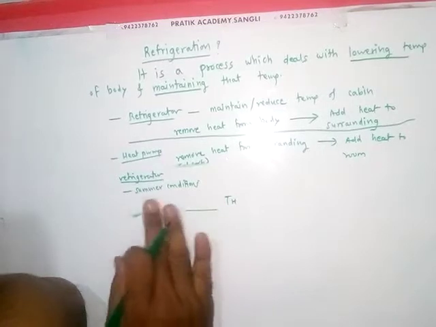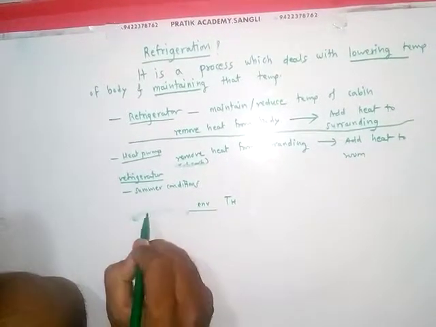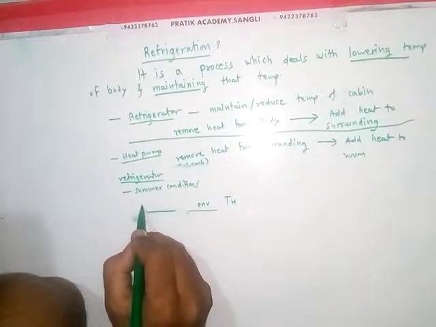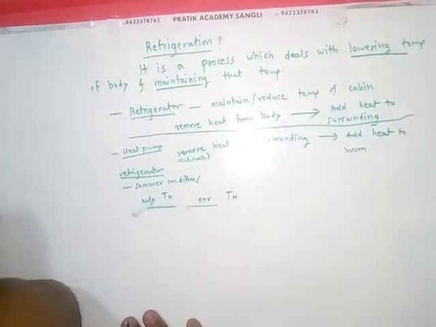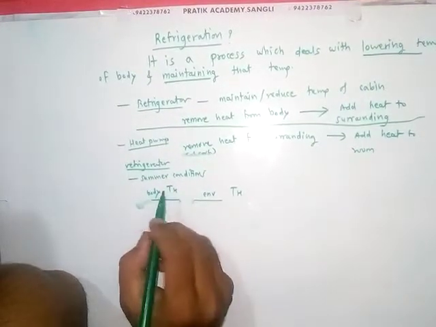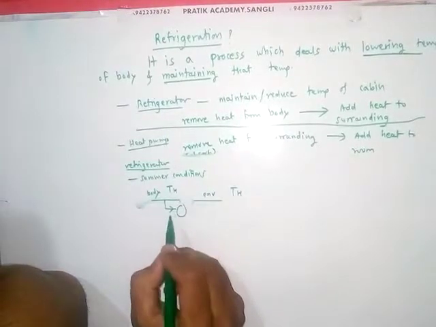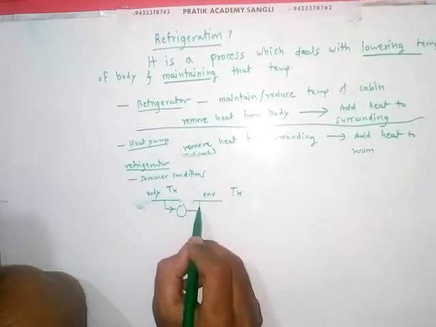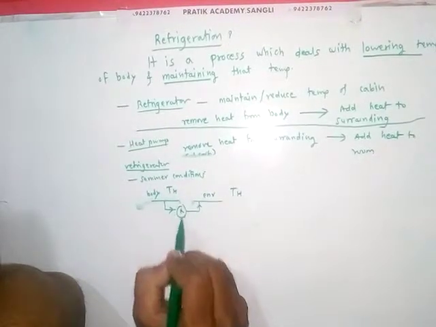Suppose this is the environment and this is the room or body. Both are at a higher temperature initially. Then we use a refrigerator, which is removing heat from the body and adding it to the environment. Okay, this is the refrigerator.